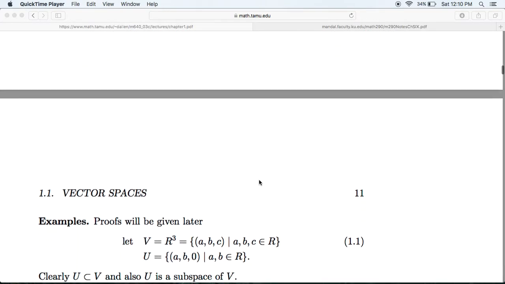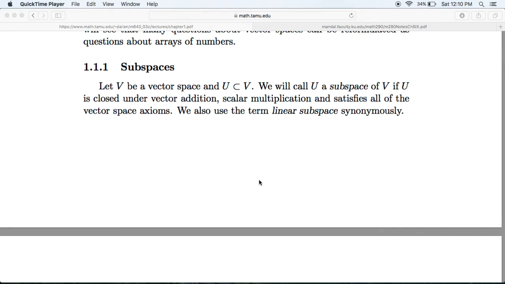So, formally, if V is a vector space and U is a subset of the underlying set of V, then we call U a subspace of V if U is closed under vector addition, closed under scalar multiplication, and satisfies all of the vector space axioms.